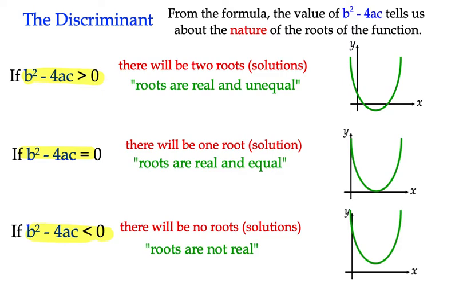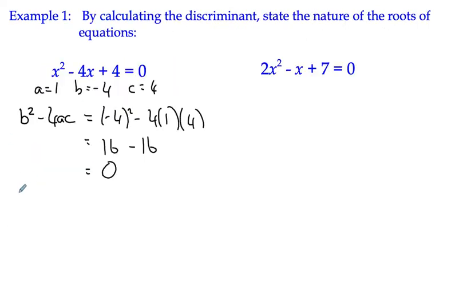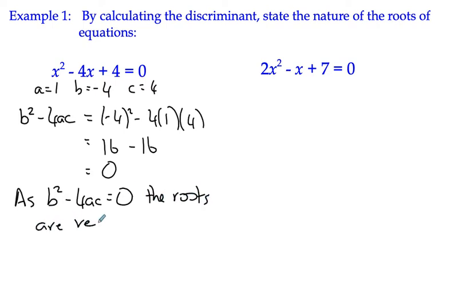You consult the grid. If b squared minus 4ac equals 0, there will be one root. And we can see the roots are real and equal. So we write down b squared minus 4ac equals 0, the roots are real and equal. Okay, in other words, there's one solution. Let's have a look at the second one.